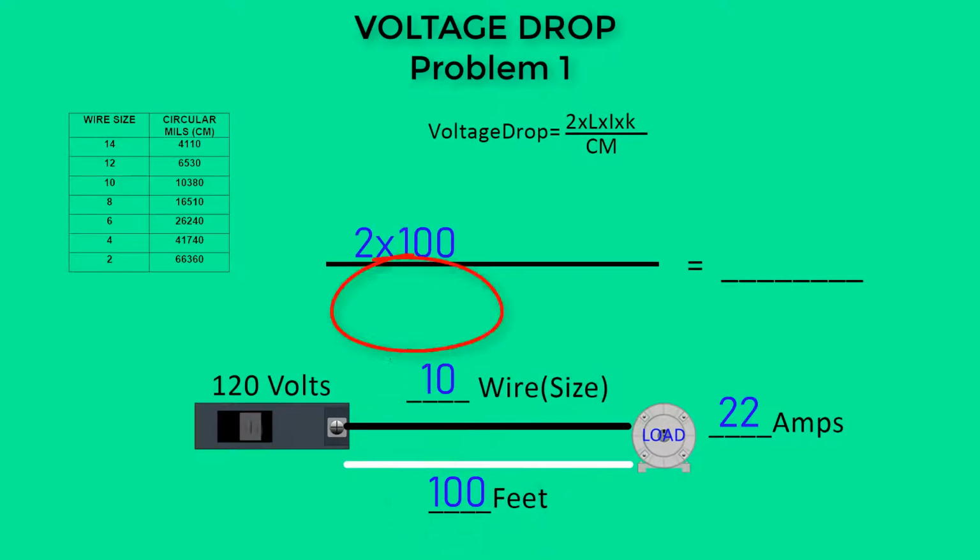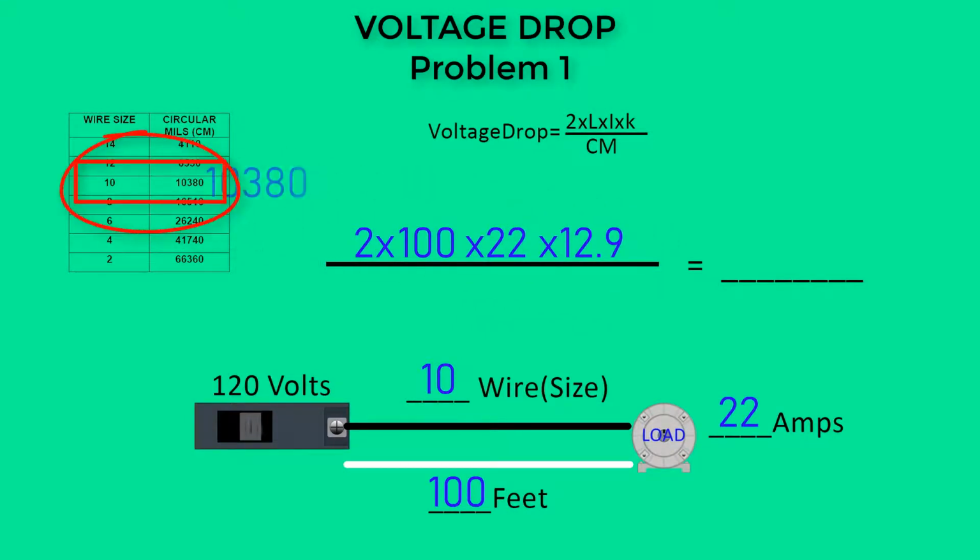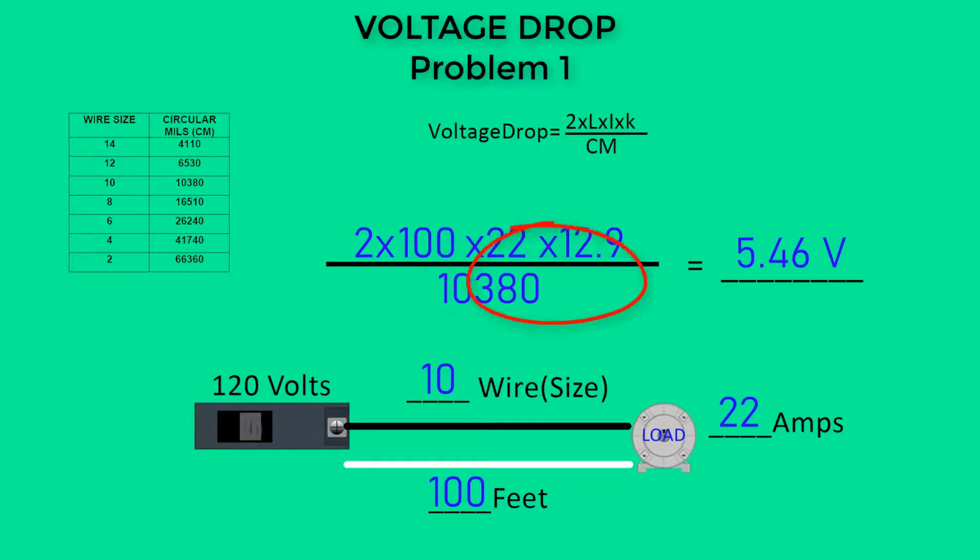The length is multiplied by 2. This is multiplied by the current, which is 22 amps. This is multiplied by the constant value of copper, 12.9. This value is divided by the circular mills of a number 10 wire, which is 10,380. The voltage dropped in the conductors is 5.46 volts. This is an acceptable value since it is less than a 5% voltage drop.